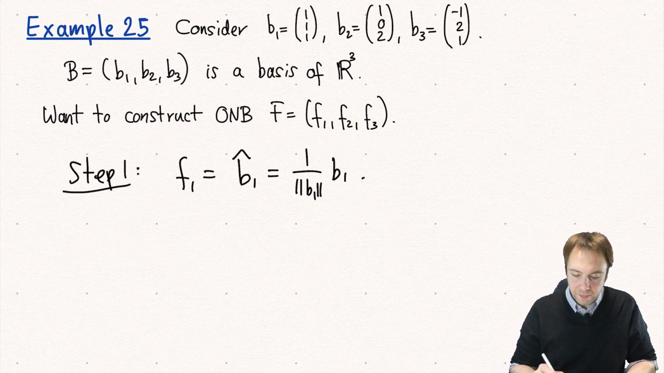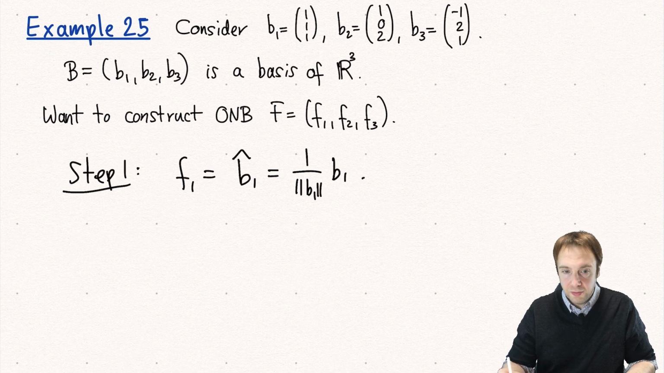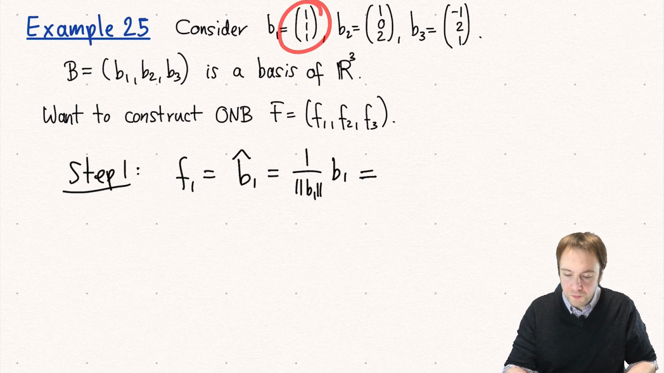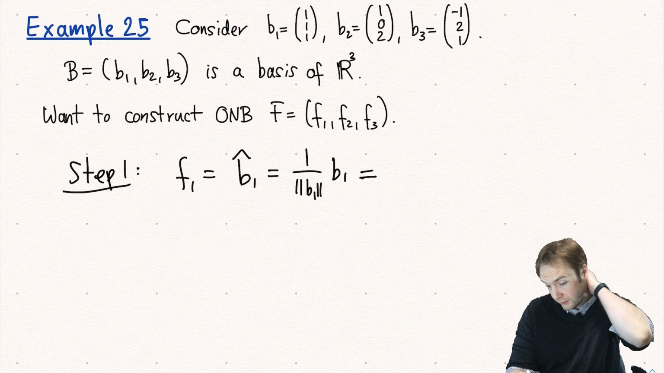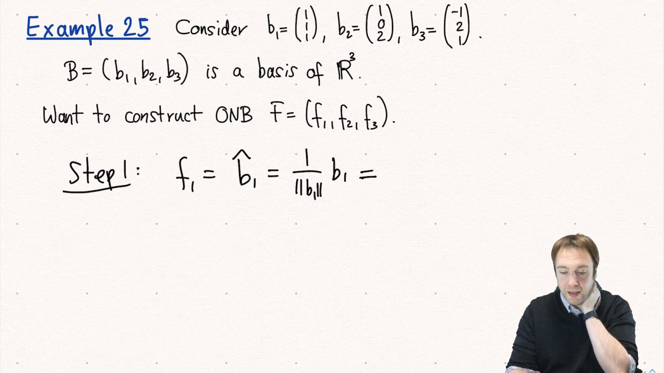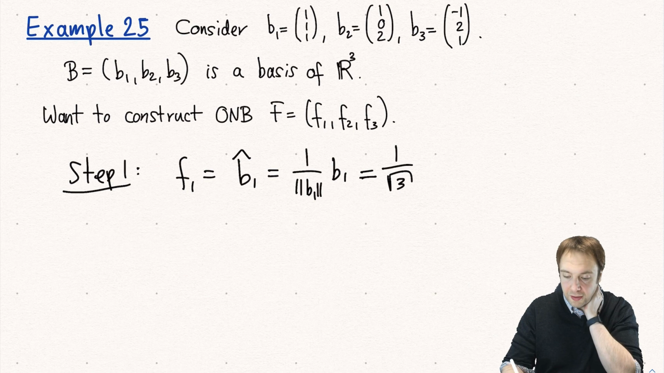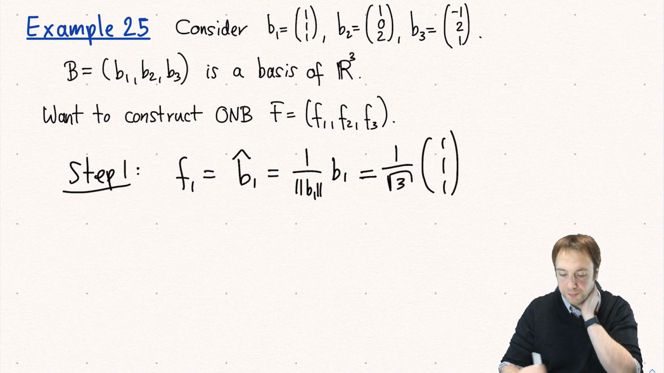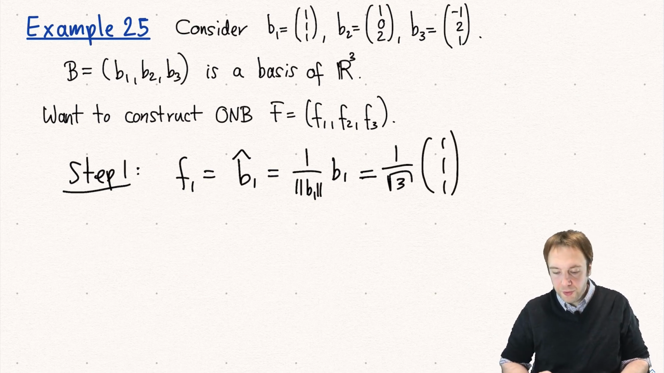And now, so what is this in this case here? So what is the norm of B1? Well, we need to take the square root of the dot product of B1 with itself. So the dot product is 1 plus 1 plus 1, so it's 3. And therefore the norm is the square root of 3. And the vector is (1, 1, 1). So this will be our F1.